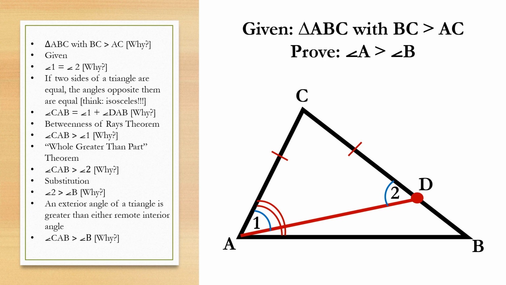Well, this comes back to the idea of exterior angles. So see that that is actually an exterior angle to the triangle DAB. So when angle 2 is an exterior angle, in that case, angle B is a remote interior angle. And we know that exterior angles are always greater than either of the remote interior angles. So then we can finally say that angle CAB is greater than angle B because of the transitive property. Whew, that was a lot. Boy, I hope you feel smarter.